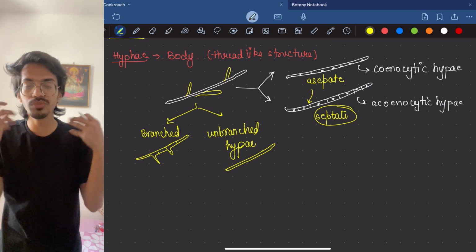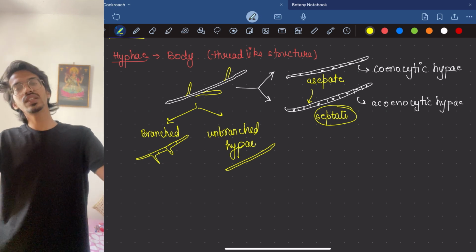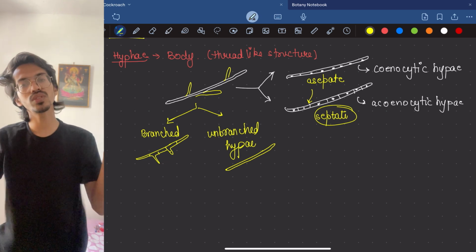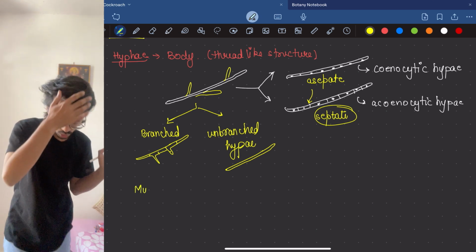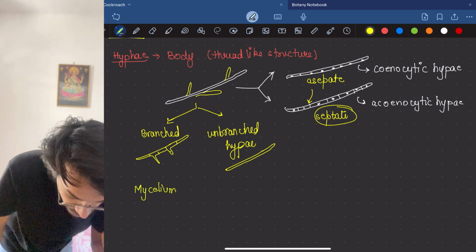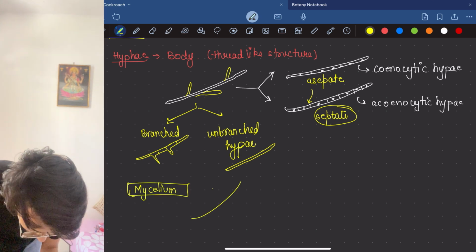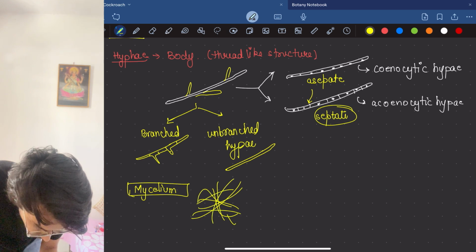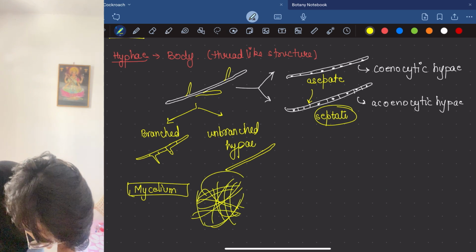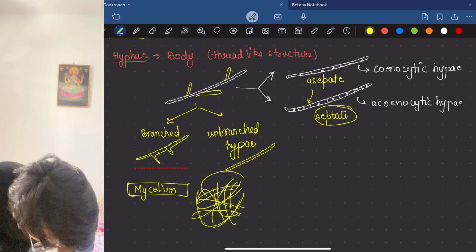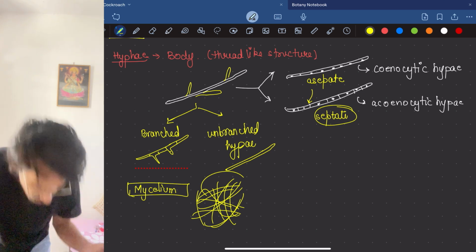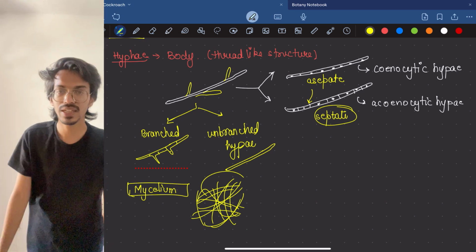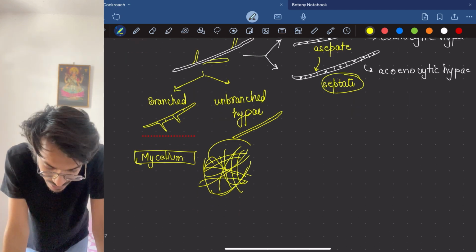Okay, or the meshwork. So a thread is there, and if the thread is coming together, it is forming what? Cloths. So this cloth is called as what? This you have to remember. This is called as mycelium. So mycelium is what? Lot of these things are coming together like this. So this becomes your fungus aggregate. Okay, we can call it like that or remember it like this.